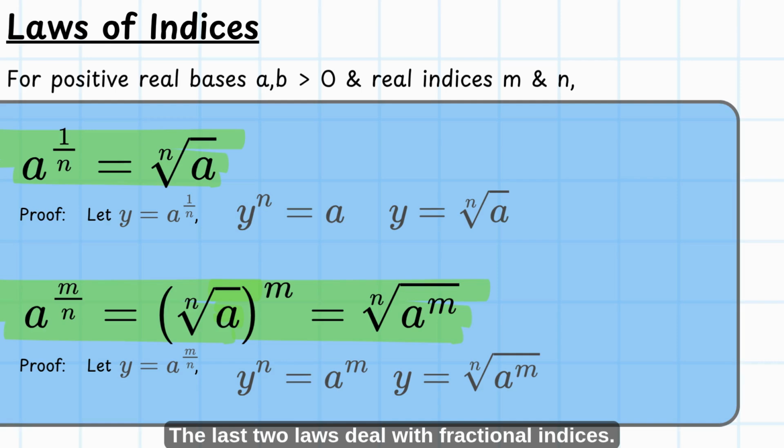The last two laws deal with fractional indices. When a base is raised to a fraction, the denominator of the fraction represents a root. For example, when raised to 1 over a number, it represents that number's root. If the index is a fraction with a numerator greater than 1, the base is first raised to that numerator and then the root is applied. The denominator of the fraction goes outside the root, while the numerator stays as the power inside.